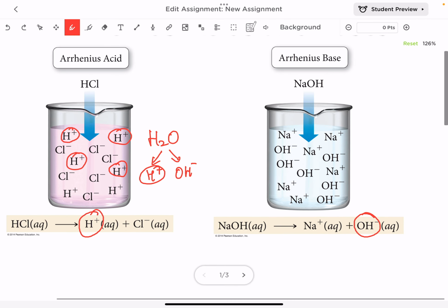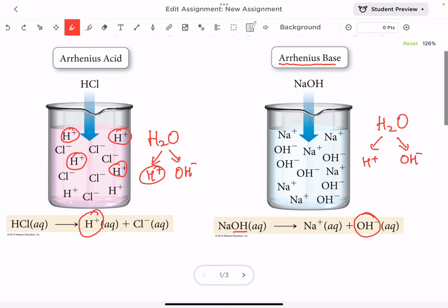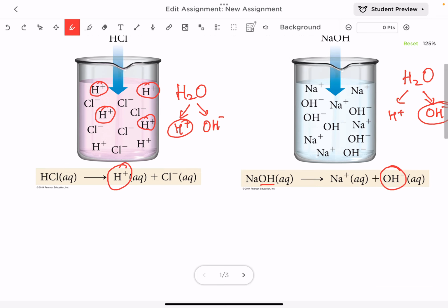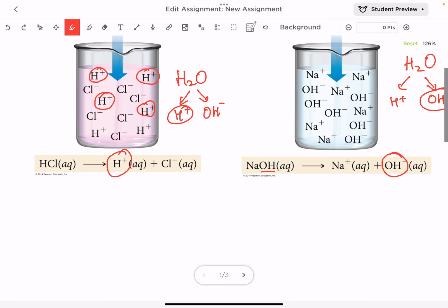For bases, the Arrhenius base is specifically for the bases containing OH in the formula. So when these bases are dissolved in water, they produce OH minus. So the H₂O, having already H plus and OH minus in it, adding base to it will increase the concentration of OH minus.